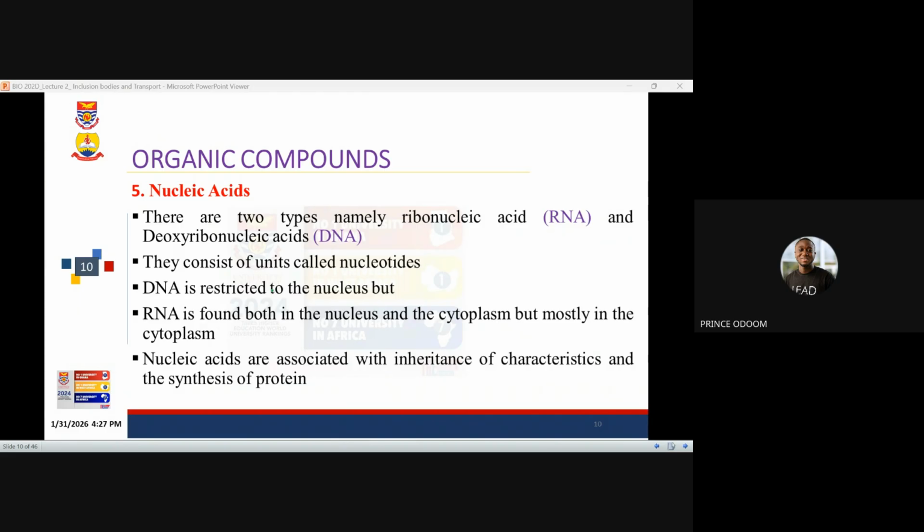So we have the nucleotide, that is, the nitrogenous bases. Then you have your phosphate group. Then you have what? There are three. So I believe you remember. Then they consist of units called nucleotides.